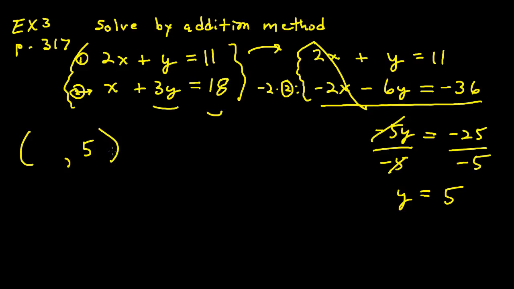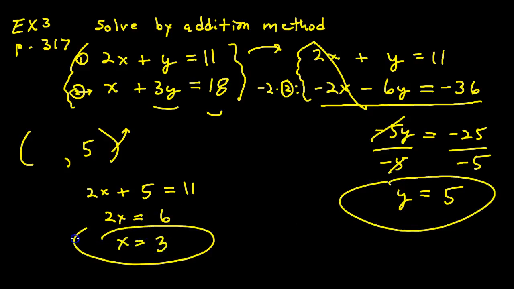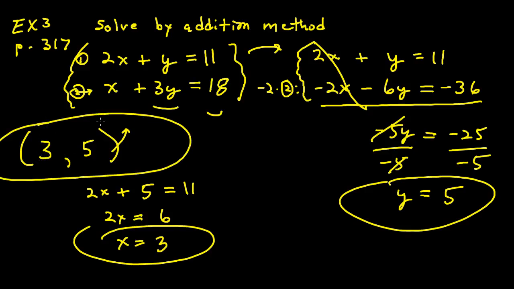I can plug y equals 5 into any of the equations above to solve for the remaining x value. I'm going to pick the first one. If 2x plus y equals 11, if I let y equals 5, I'll get 2x equals, subtracting 5 from both sides, 2x equals 6, and of course, x equals 3. So y equals 5 when x equals 3. So my solution in ordered pair format is the point (3, 5).